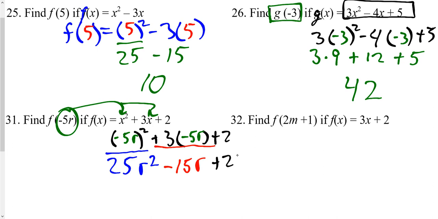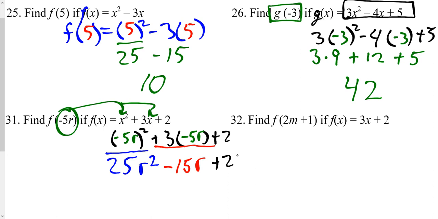So now, sometimes you'll have like terms. So you'd have things that are added or subtracted together that have the same variables with the same exponents. In this case, we don't, so there's nothing more we can do.